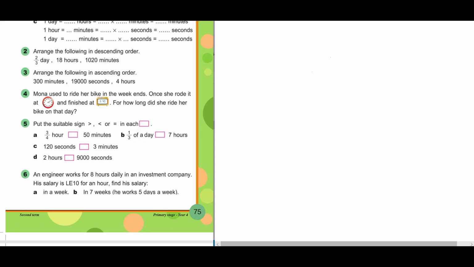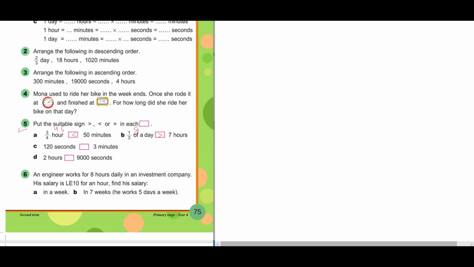Look at exercise number 5. Put suitable sign more than or less than or equal in each square. Letter A, 3/4 hour and 50 minutes. We know that 3/4 hour equals 45 minutes, so 50 minutes is more than. Letter B, third of day. We know that third of day equals 24 divided by 3 equals 8 hours, so third of day is more than 7 hours.